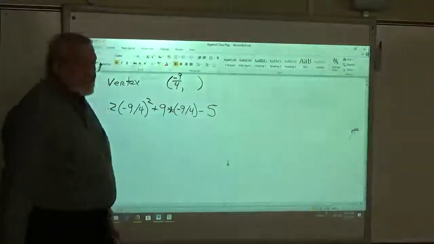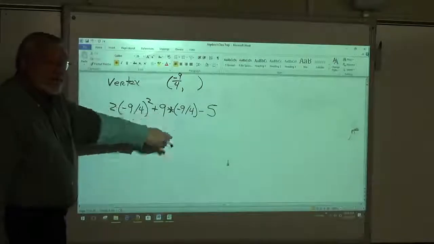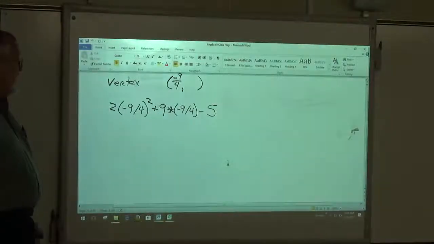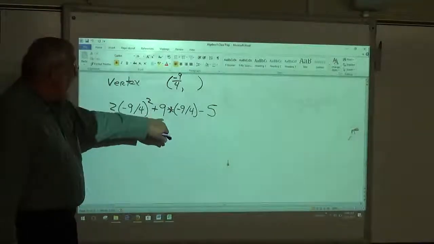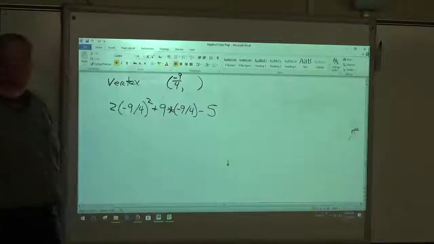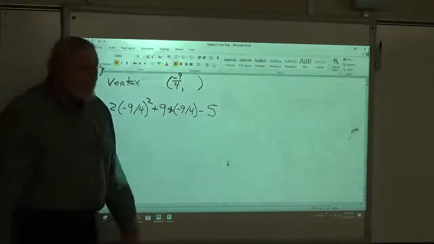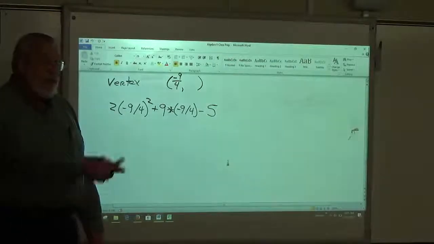Is that a plus sign next to the 9? This is a plus, that's a times. Because, see, it's 2x squared plus 9x minus 5. And we found that the x was negative 9 over 4. Now, is this ugly? Without a doubt. But the calculator doesn't care.